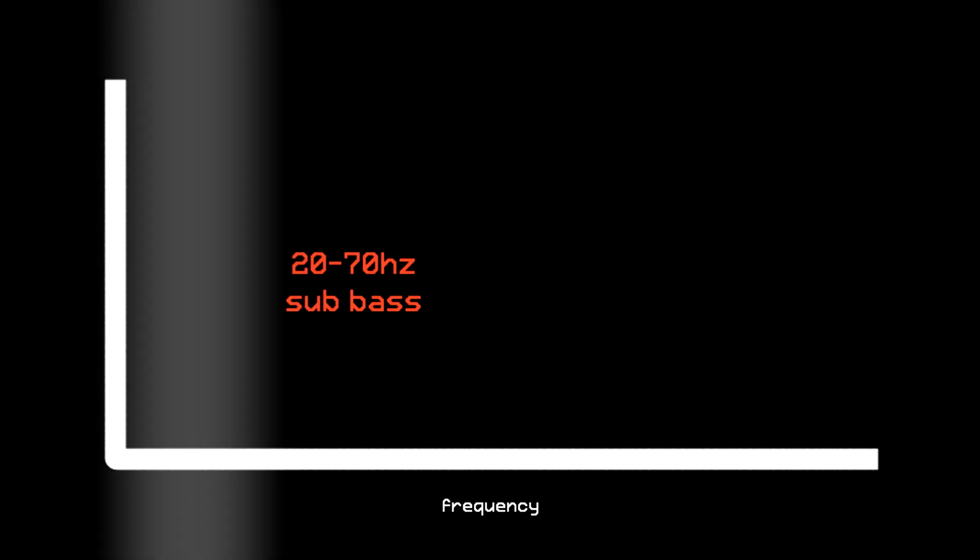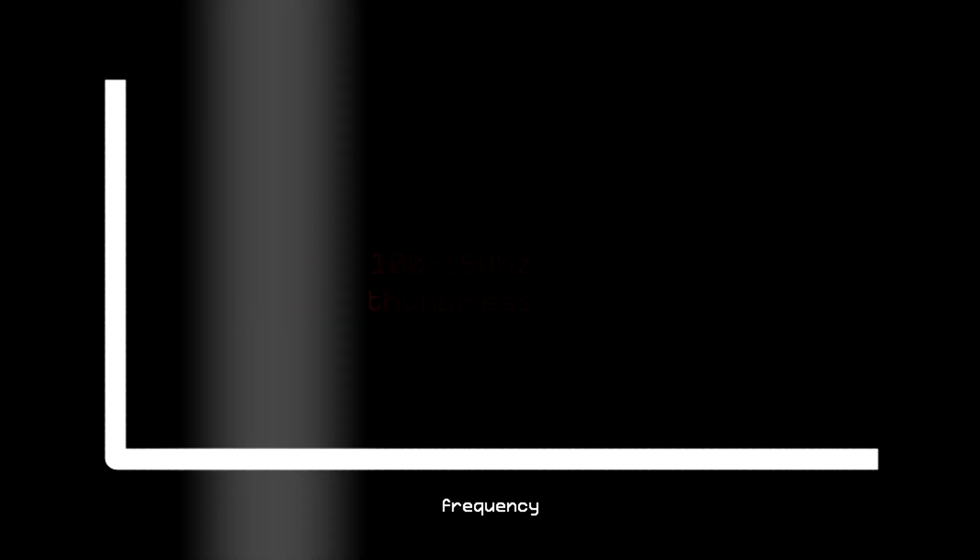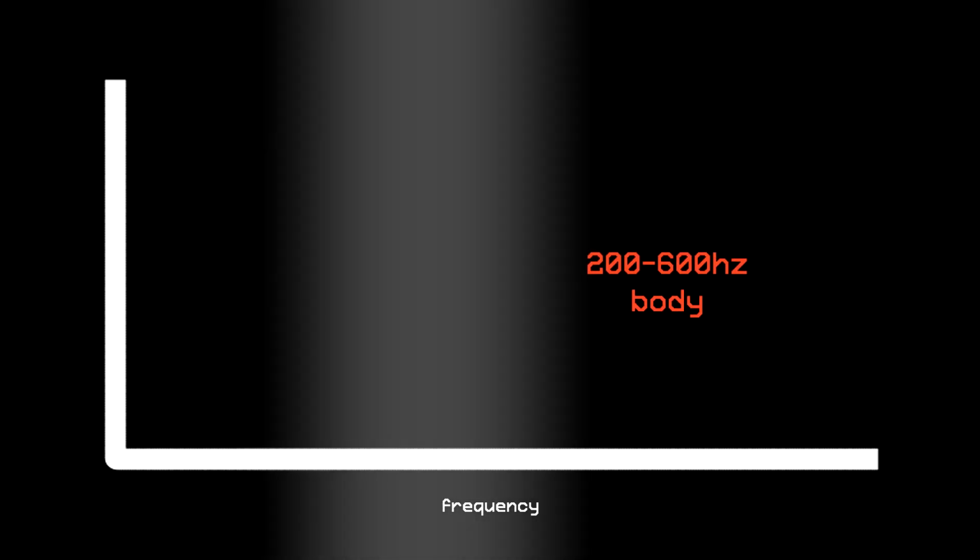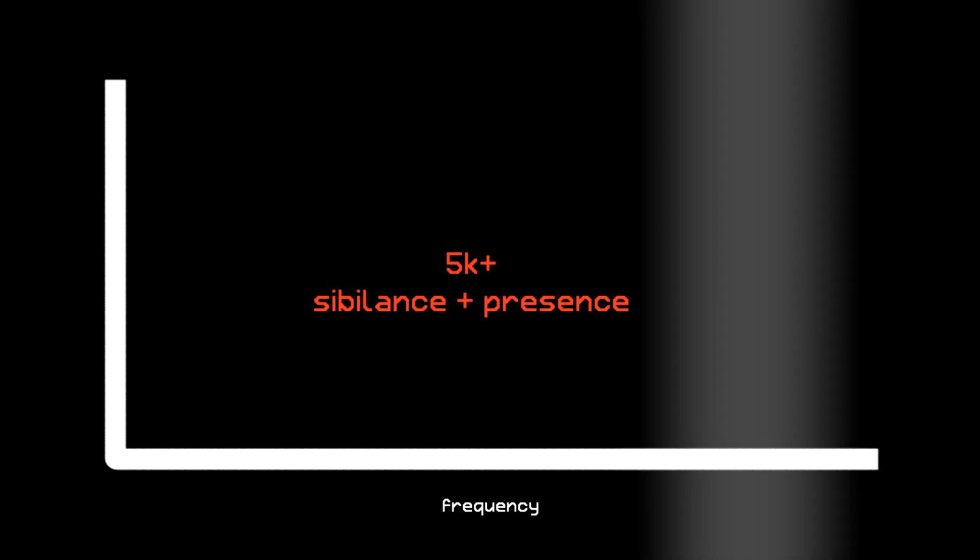20 to 70 Hz being the sub-bass frequencies, 100 to 150 being the thumpiness of kicks, 200 to 600 being the main body of many common sounds, 1.2 to 3K being the crack of percussion sounds, 5K and beyond being sibilance and presence. But although this may be useful, the most important thing is to use your ears to hear if it sounds right, not just to see if it sounds right.